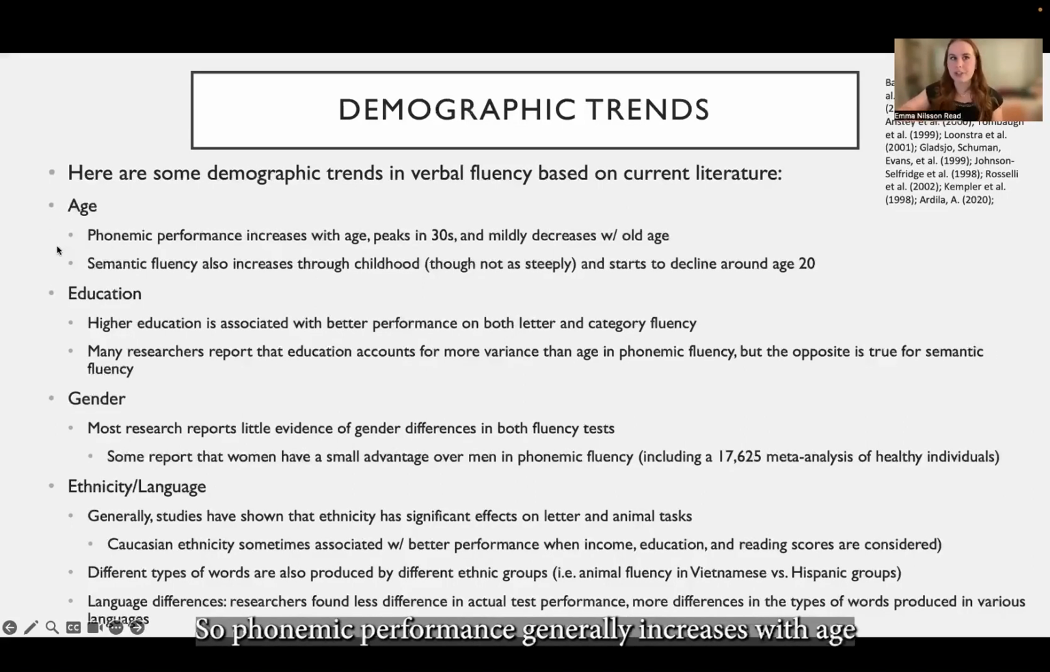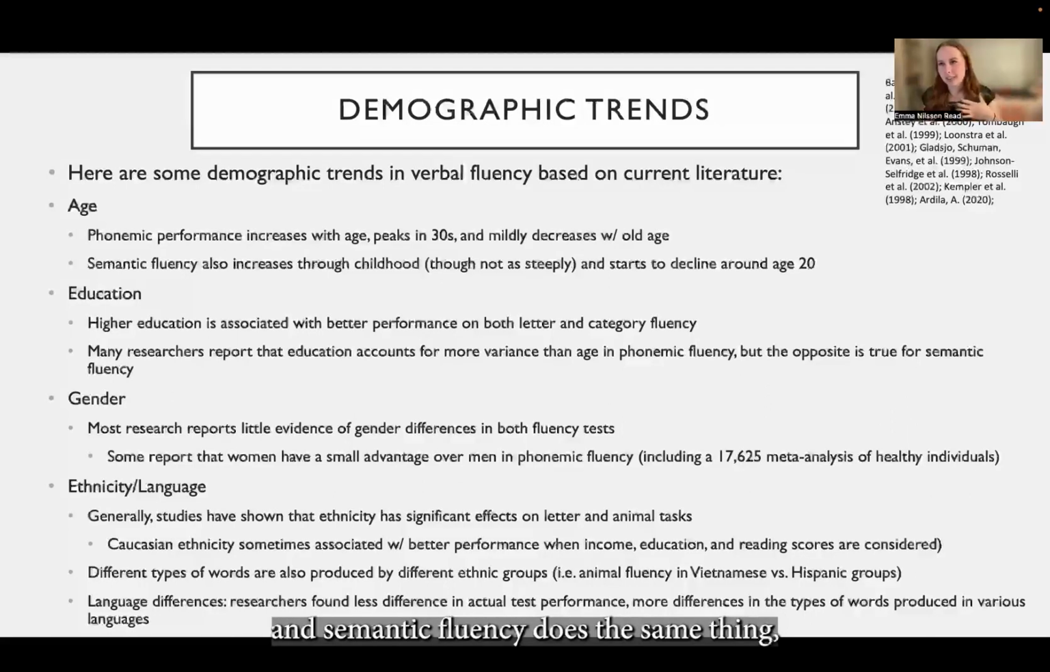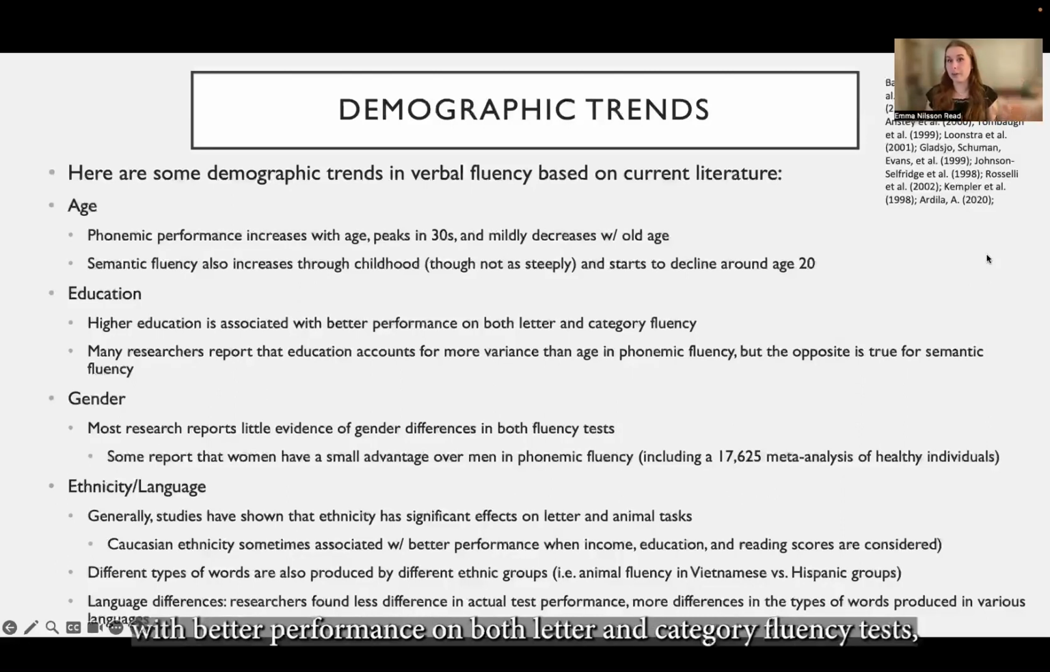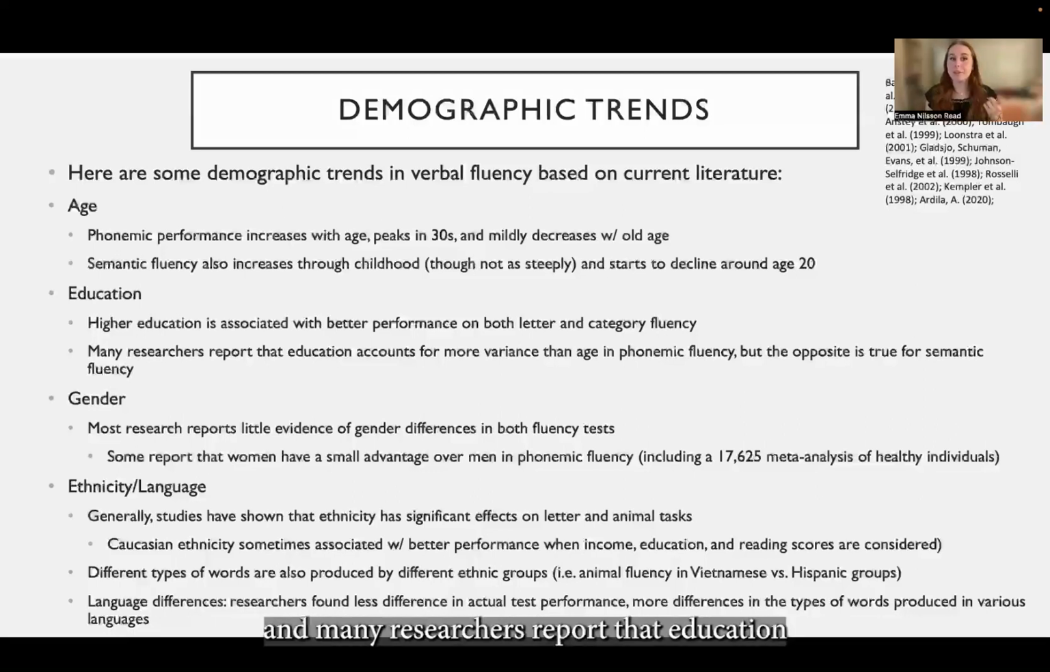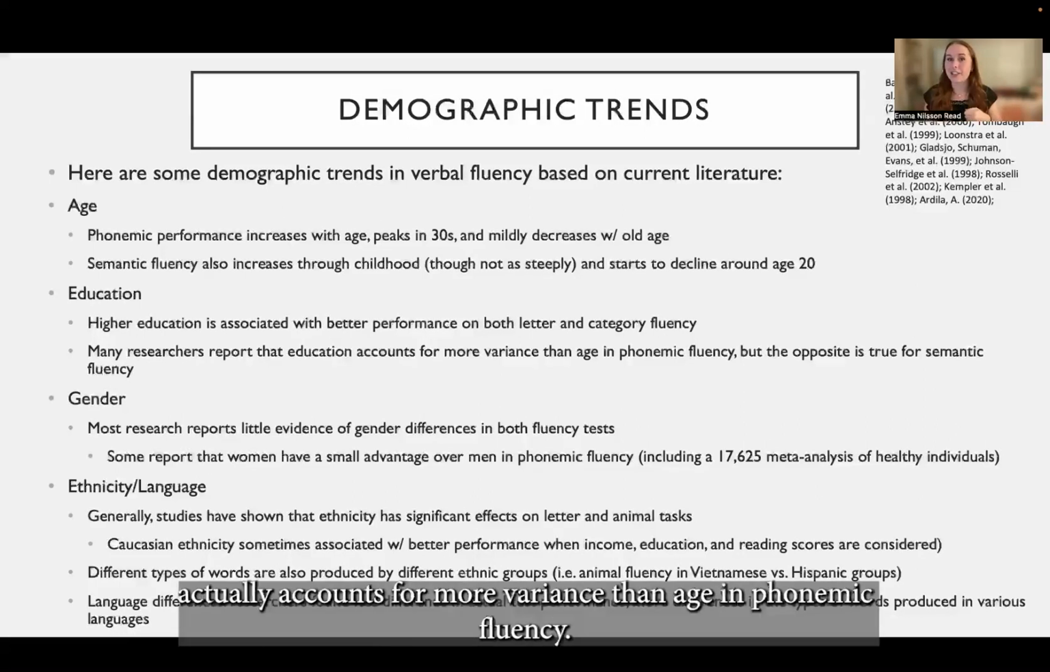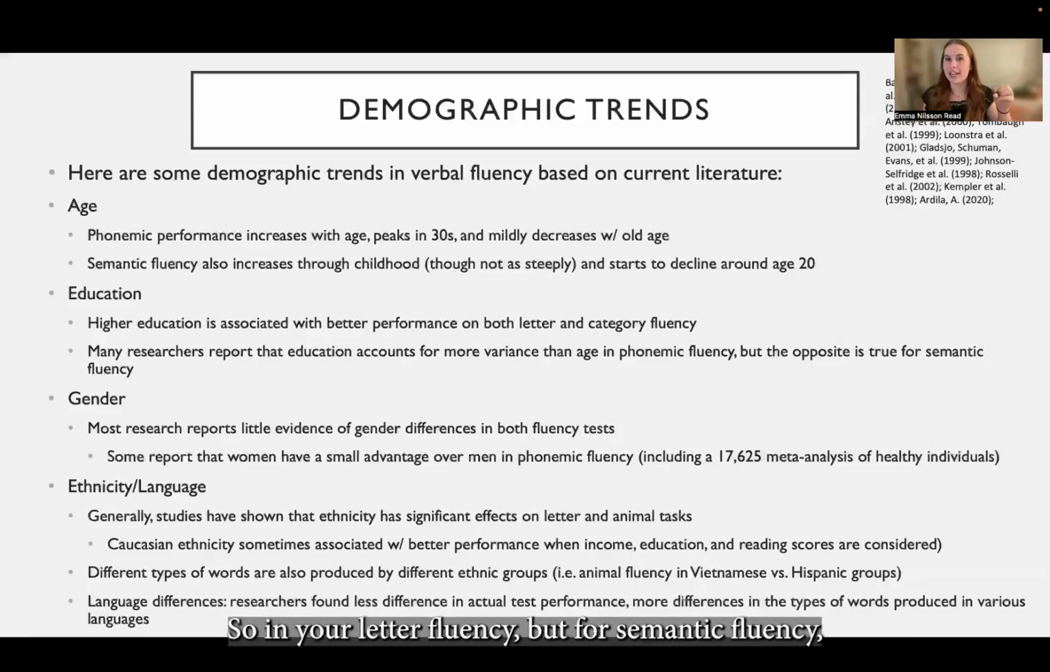Based on current literature, age does have an effect on verbal fluency ability. Phonemic performance generally increases with age, peaks in your 30s, and then decreases with old age. Semantic fluency does the same thing, though not as steeply as letter fluency, and starts to decline around age 20 instead of age 30. Higher education is also associated with better performance on both letter and category fluency tests. Many researchers report that education actually accounts for more variance than age in phonemic fluency, so in your letter fluency. But for semantic fluency, age is a bigger factor than education.